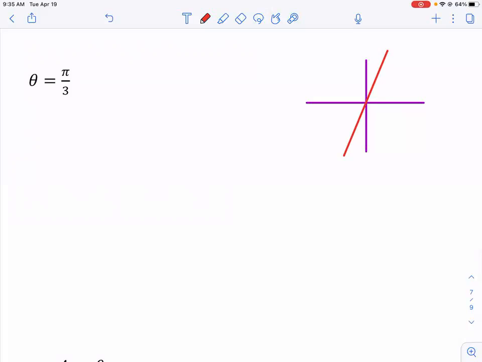The line where theta is always pi over 3. Okay, so let's talk about how to get it into x's and y's. Well, I have 3 equations that involve theta. Well, I don't want theta anymore, and I don't want r anymore. I want x's and y's. So I have one equation that involves a theta and an x and a y. But it's tangent of theta equals y over x.